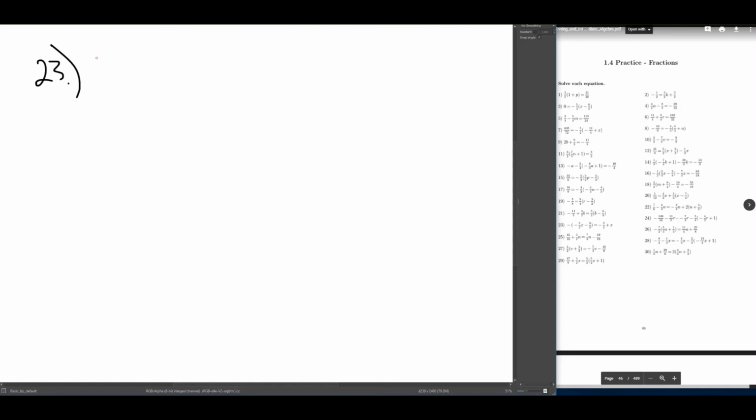Number 23 now. So, now they're getting sneaky. Hold on. Minus negative 5 over 2x minus 3 over 2 equals minus 3 over 2 plus x. Okay, now take a look at this. When you see something like this, what they're really saying is, let's rewrite it. When you see minus brackets, minus anything, it's really saying multiplied.